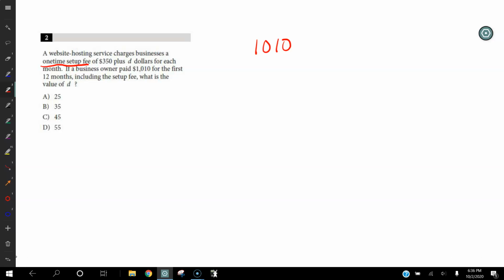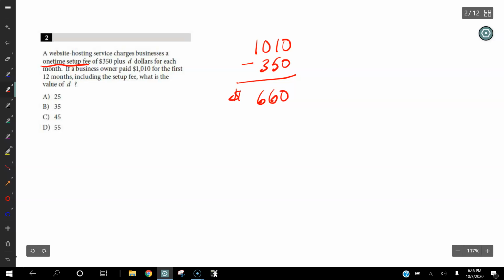So if we take away the service fee, we take away the $350, that leaves us $660 that is just for the business. And he spent that over 12 months. And remember, D was how many dollars per month. So if we divide that by 12 months, I believe we get $55 for each month. So the correct answer there would be D.